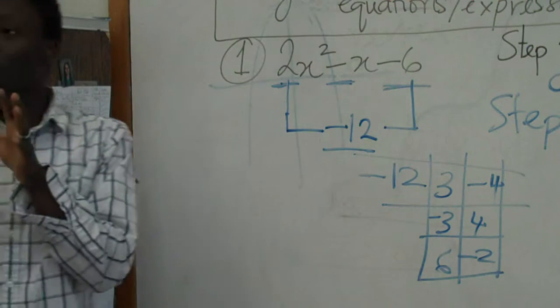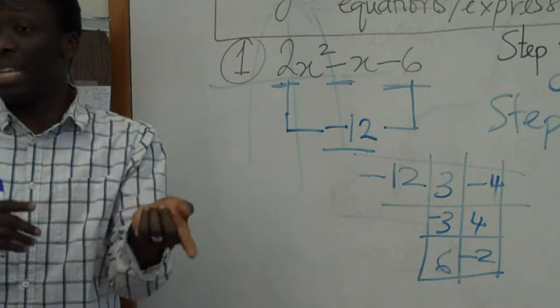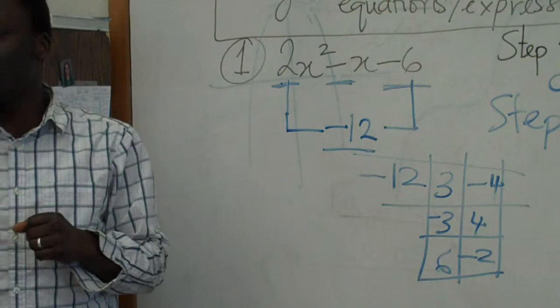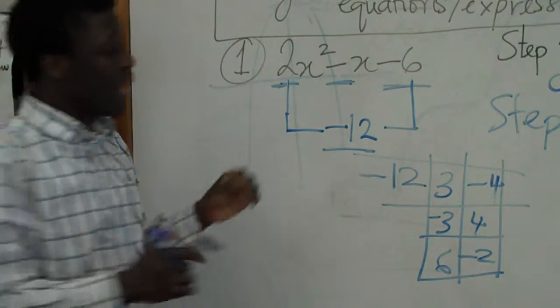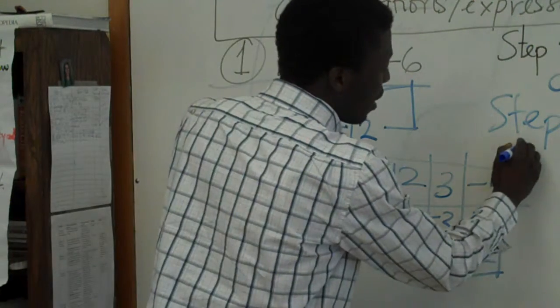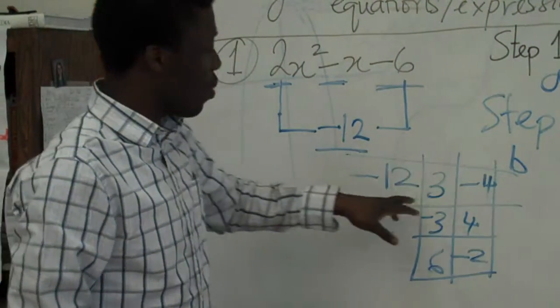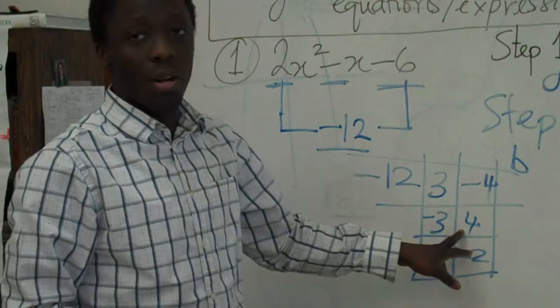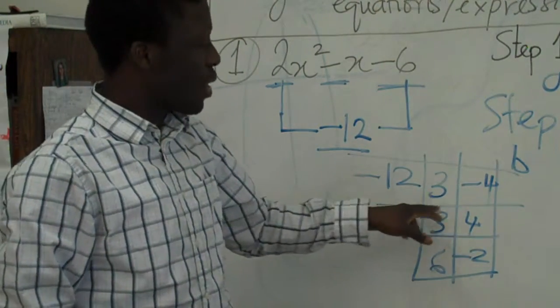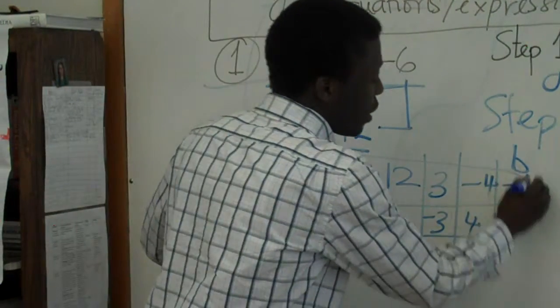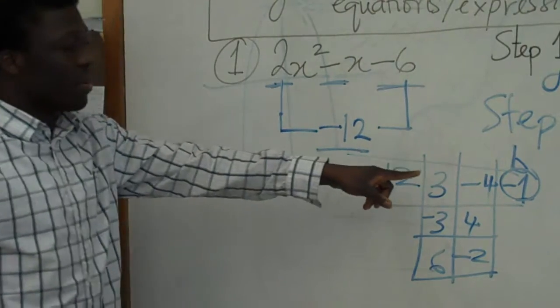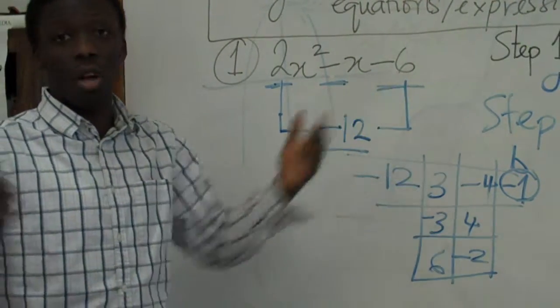So now, we found numbers that multiply to give us AC. But do they add to give us B? That's the question. And so at this point, you come here and you write B. We need the numbers to add to negative 1. So minus 3 plus 4 is a positive 1. 3 minus 4 is a negative 1. So we know that 3 and negative 4 are the two numbers.